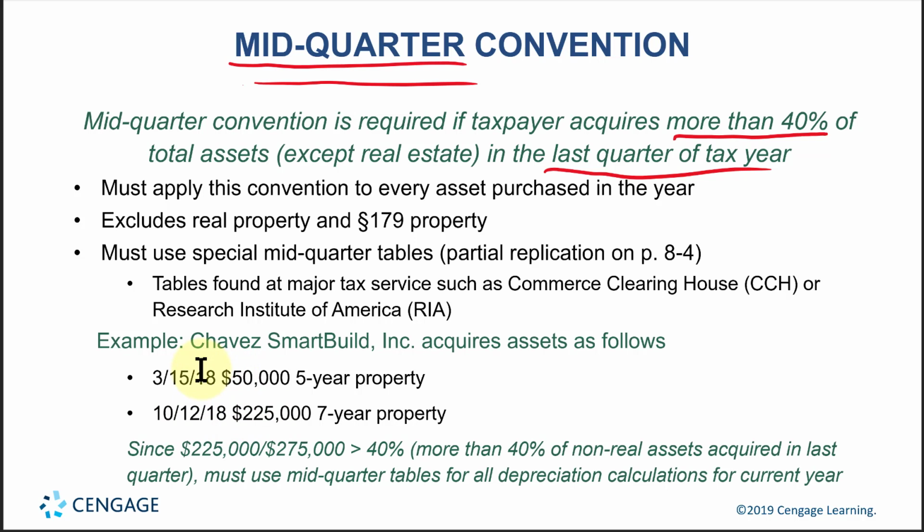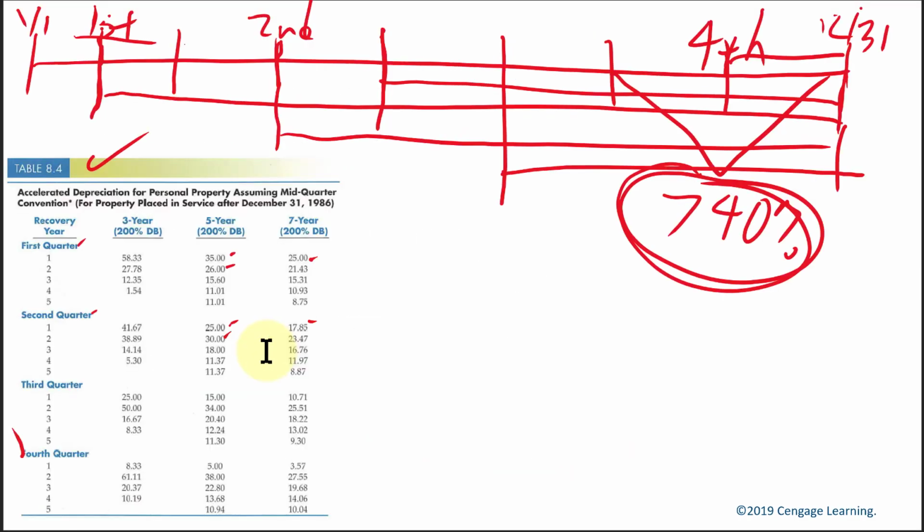So if you total up the two here, it comes out to this 275. And if you divide the fourth quarter purchases by the total for the whole year, you can see it's more than 40%, more than 40% for the whole year. That means you gotta use the mid-quarter convention. That means you gotta use this table instead of the half-year convention table.